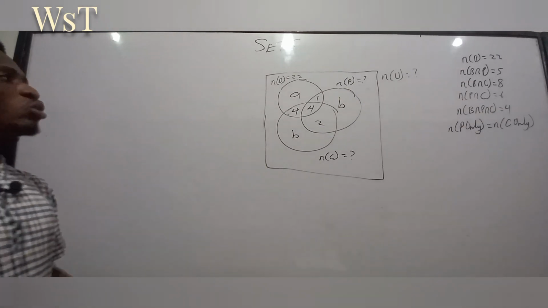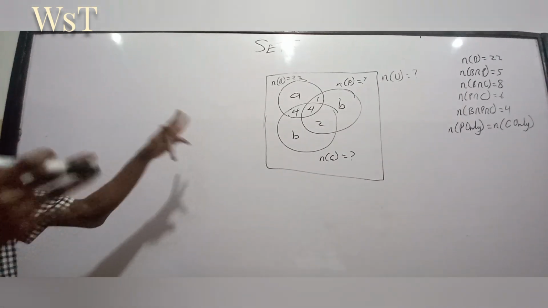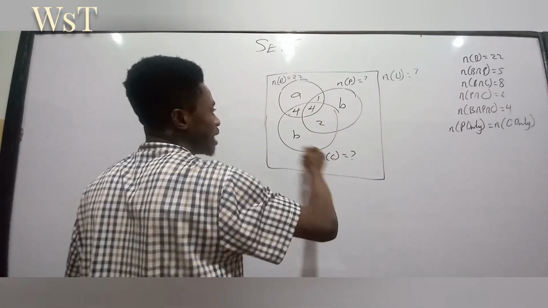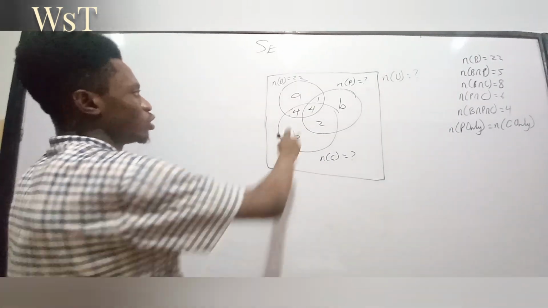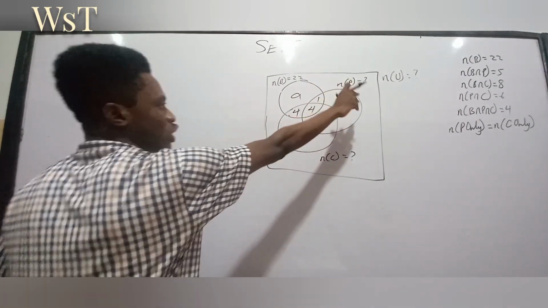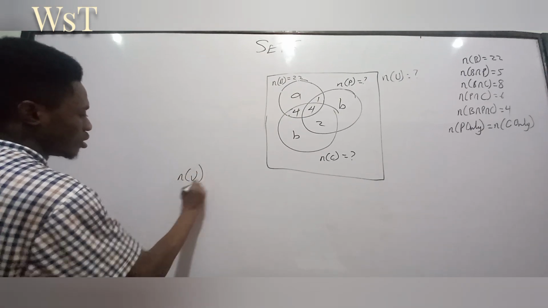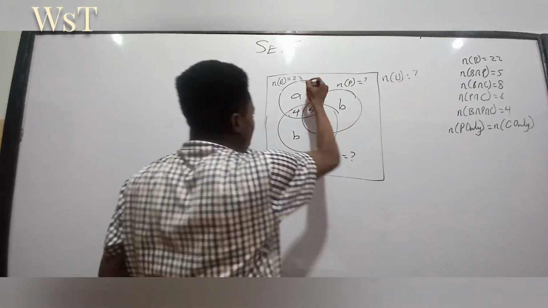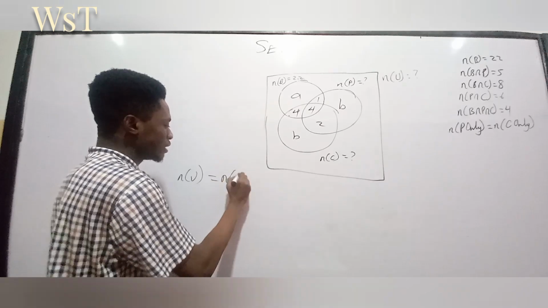Okay? Good. So now what do we do? This 3 sets is about thinking, you being analytical. You know that everything in here is 22, right? So if you want to find the universal, you know that everything in here is equal to the universal, and everything here is 22. So you can just take this portion.